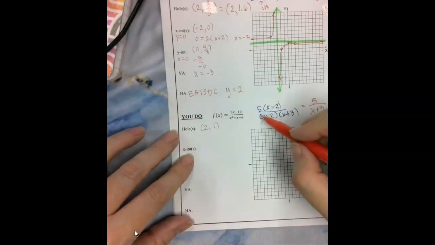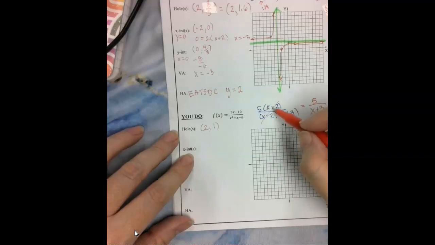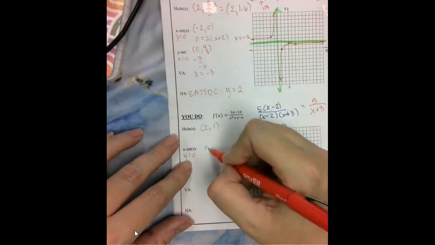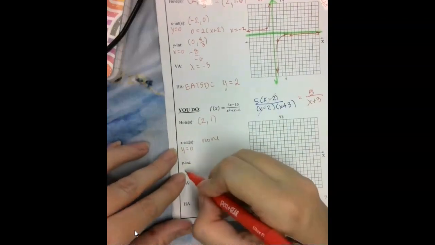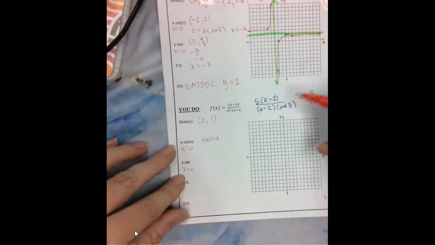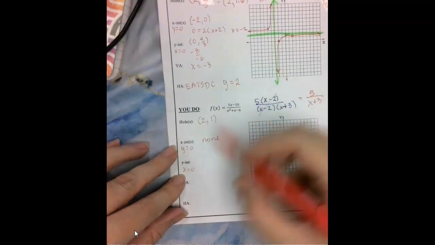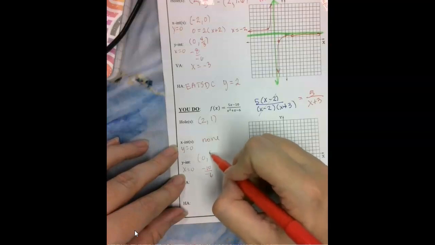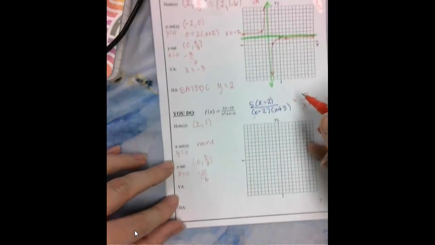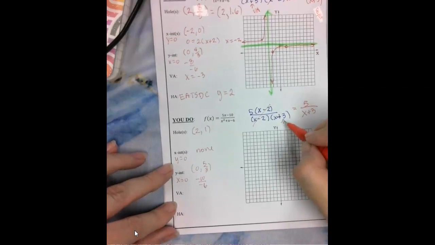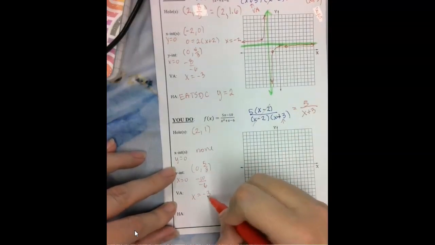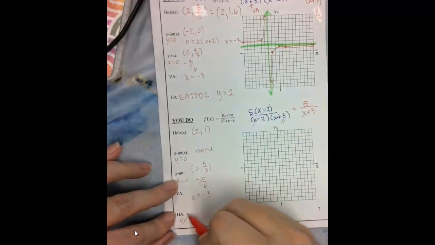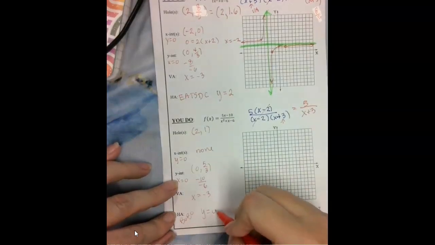X-intercepts. Well, it cancels out, so there's nothing on top for where y equals 0, so there's none. My y-intercept, that's where x equals 0. So I'm going to put in a 0, 0, 0, so I get negative 10 over negative 6, which gives me 5 over 3. My vertical asymptote is this one, so that's at x equals negative 3. And my horizontal asymptote, this is bigger on bottom, so that's at y equals 0.